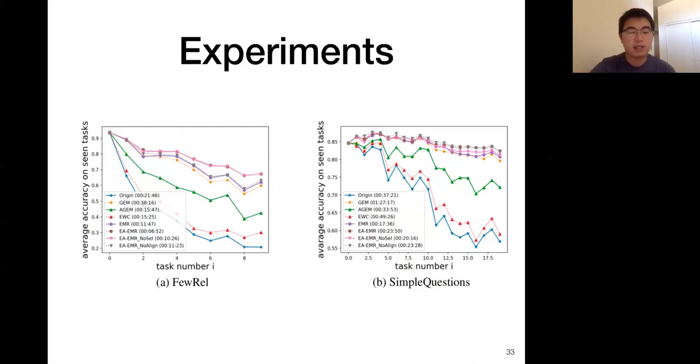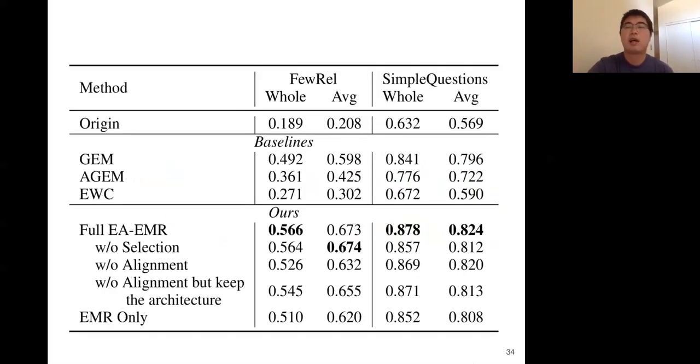So here, the x-axis is the number of tasks we have seen, and the y-axis is the average accuracy on all the observed tasks. And this table lists the concrete accuracy numbers of this method at the last step.